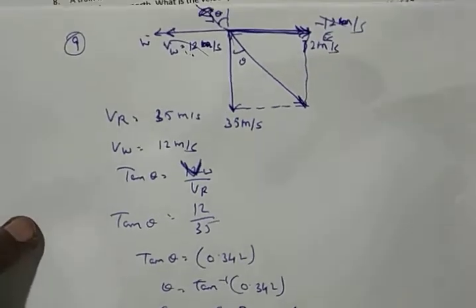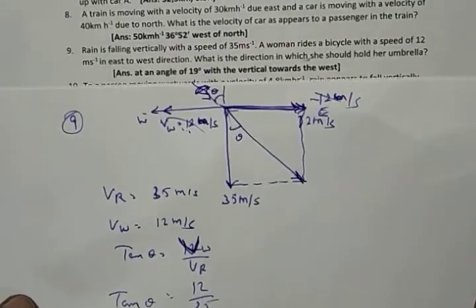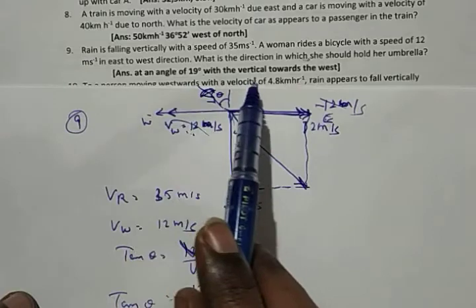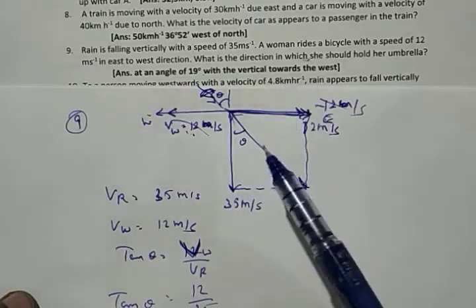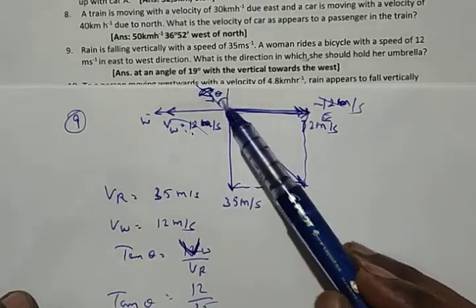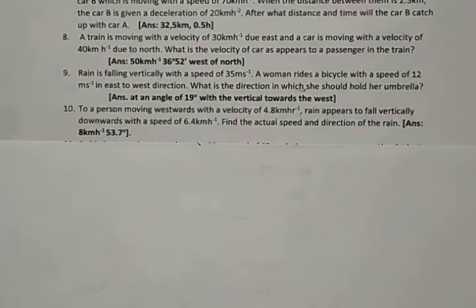So that same answer you will find here also. It is already at an angle of 19 degrees. She will hold towards the west. So this is the western direction. In this western direction, she will hold the umbrella like this.